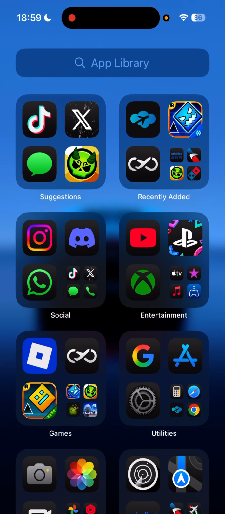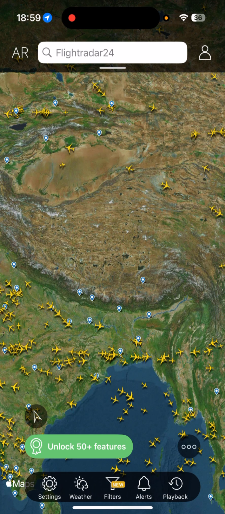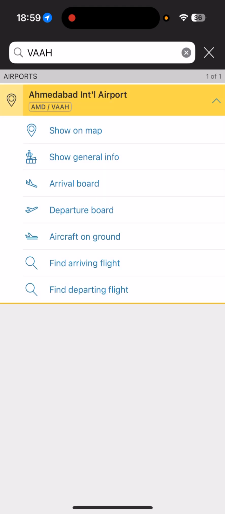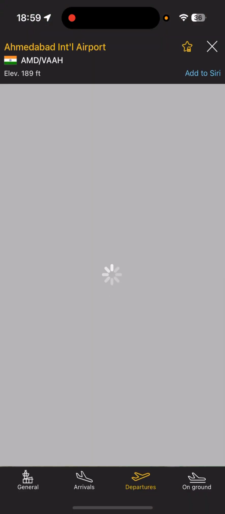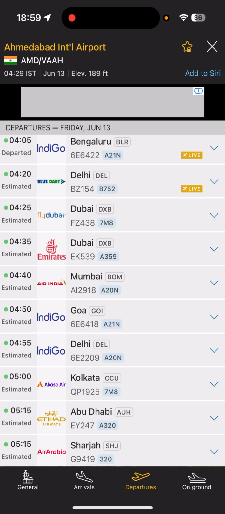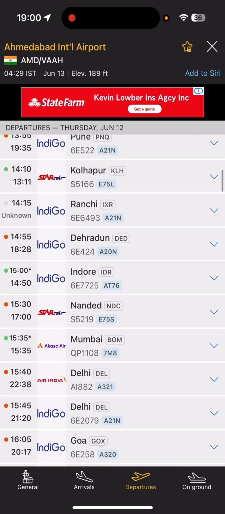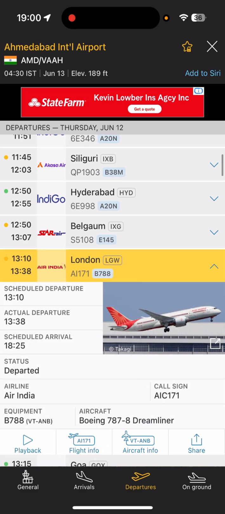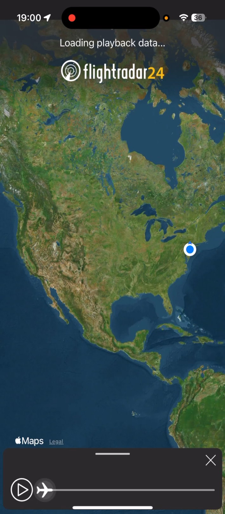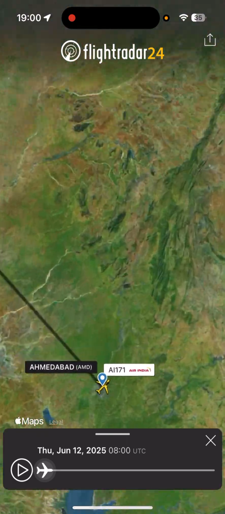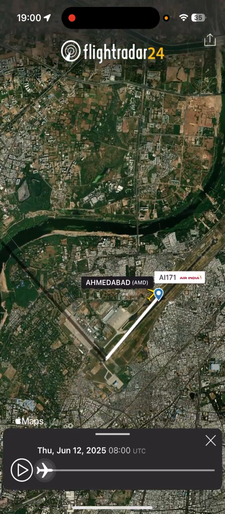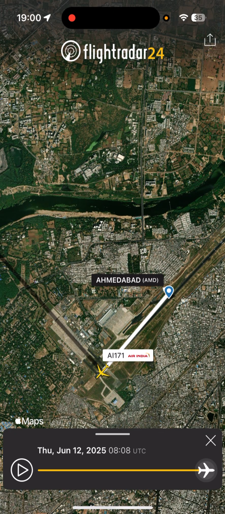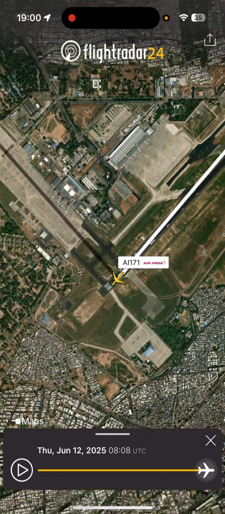So if we go to Flightradar24, we go over here to Ahmedabad International Airport, where this took place. We go over here, load earlier flights, and we go to the one here. Now, this is the plane that crashed. If we go to playback, here's the plane right here. If we click playback, it's super quick, but it cuts off right here because I don't know what happened.